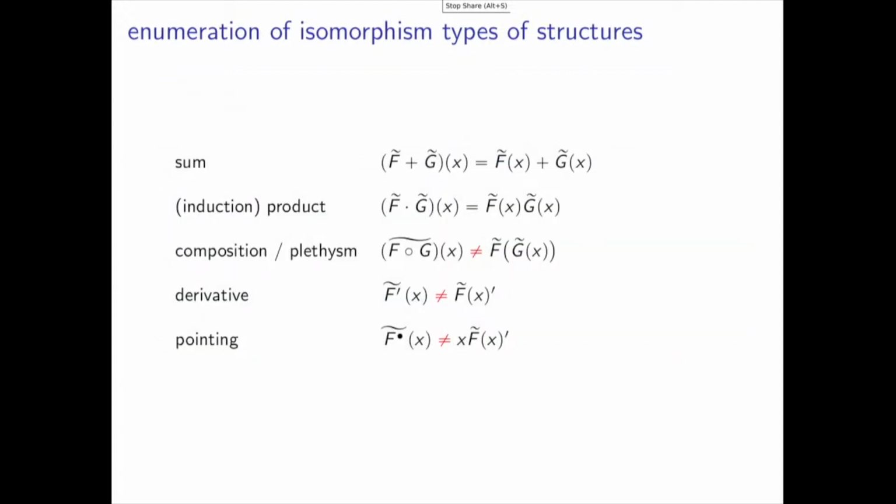Okay. We would also like to enumerate the isomorphism types. And this turns out to be nice for plus and nice for times, but for the rest it's not nice. In fact, the information contained in the f tilde and g tilde generating function is not enough to produce the generating function for the isomorphism types of the composition. So you need something more.